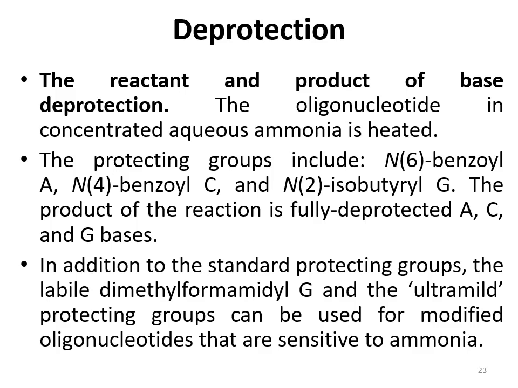In addition to the standard protecting groups, which we have discussed before, the labile dimethylformamidyl guanine and the ultramild protecting groups can also be used for modified oligonucleotides that are sensitive to ammonia. If the nucleotides are sensitive to ammonia, we can use some other protecting groups that are called ultramild protecting groups. So in the next slide we will discuss which groups are ultramild.